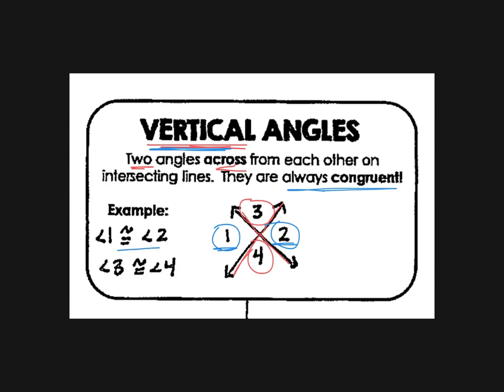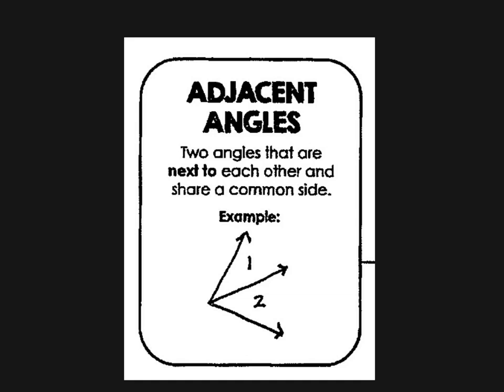So over here we have the notation. Angle 1 is congruent to angle 2, and angle 3 is congruent to angle 4. Vertical angles, always congruent. Next. Press pause and get adjacent angles into your notes.